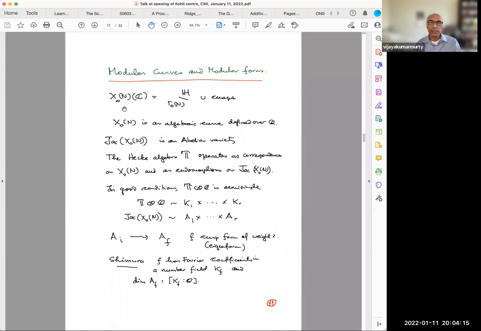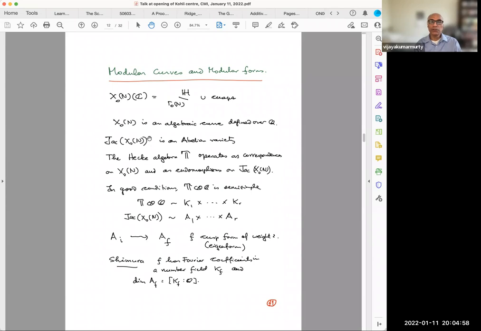Now, what's important is that, of course, compact Riemann surfaces are algebraic curves, but this one has a model defined over Q. This is a curve defined over Q. Now when you take its Jacobian, you get an abelian variety. And this is not any old abelian variety. It has a huge bunch of correspondences acting on it, namely the so-called Hecke operators. They're defined in a very natural way. Whatever it is, there's a big algebra of correspondences operating on the curve, and therefore they become endomorphisms of the Jacobian.